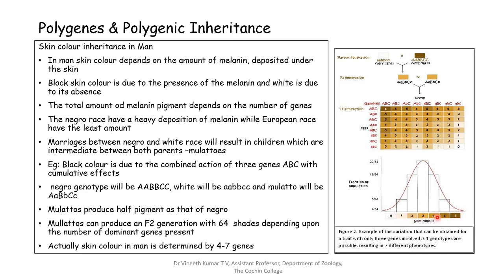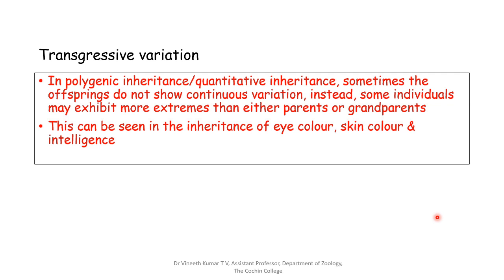So this is the same with height, intelligence, weight, etc. All these follow this type of inheritance, which is called polygenic inheritance. So with this, we come to the end of polygenic inheritance and the example of skin color. And the next is transgressive variation, which is related to polygenes itself.